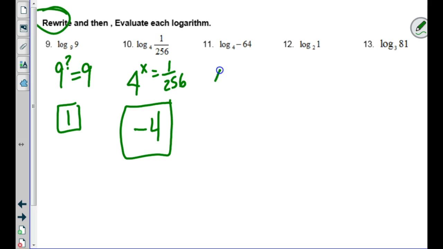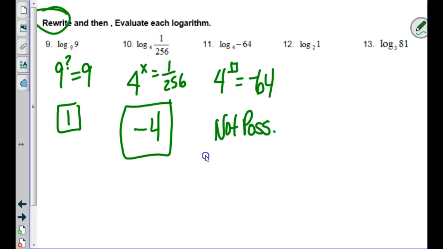What about this one? 4 to what power equals -64? Keep thinking because it isn't going to get you anywhere. 4 to the -3 would be 1 over 64. It's not possible. You can't take the log of a negative number. And there's one on the quiz, so you just have to write not possible.